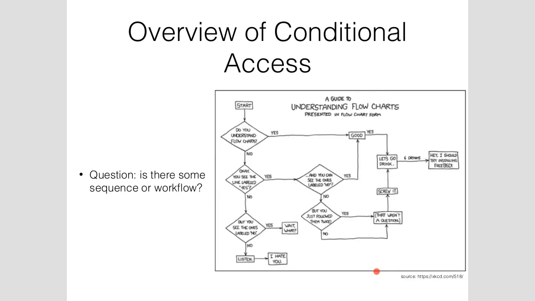And overview of conditional access is where you're asking, is there some sort of sequence or workflow to the activities or resources in your course that you want people to step through in a sequence, or maybe you need to split off into learning pathways. And so you can put conditions on these different activities. So maybe if you get 60% in a quiz, you can do this further activity. If you got less than 60%, then maybe you do another activity. So you can put conditions on the resources and activities that are in Moodle.